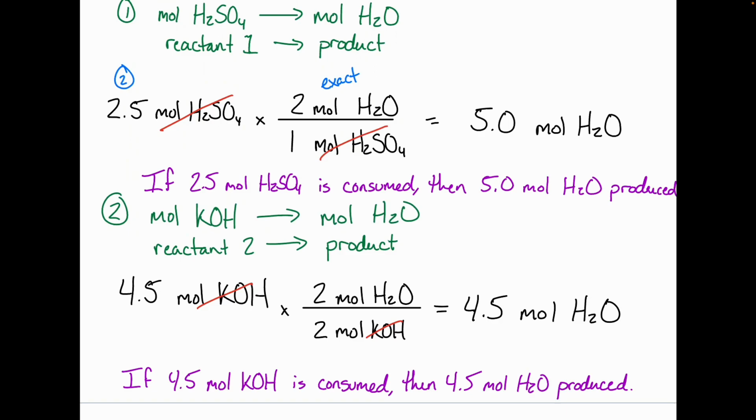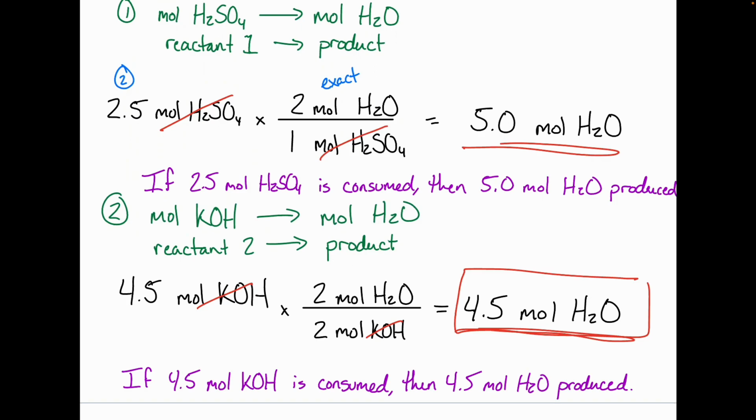Okay, so how much water is actually going to get produced in this reaction here? The amount of water that's actually going to be produced is the 4.5 moles of water. My calculation is saying that I have enough sulfuric acid to make a full 5 moles of water, but I don't have that much KOH. My KOH is my limiting reactant here. It's going to get consumed, making only 4.5 moles of water, and there's not going to be anything left over to make that total of 5 moles, right?